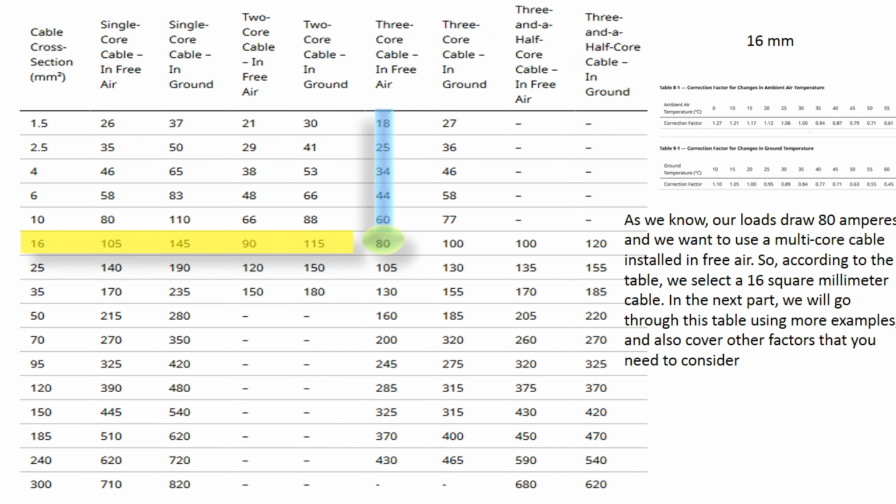As we know, our loads draw 80 amperes, and we want to use a multi-core cable installed in free air. So, according to the table, we select a 16 square millimeter cable. In the next part, we will go through this table using more examples, and also cover other factors that you need to consider.